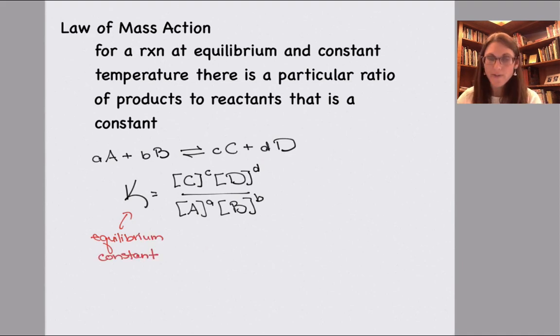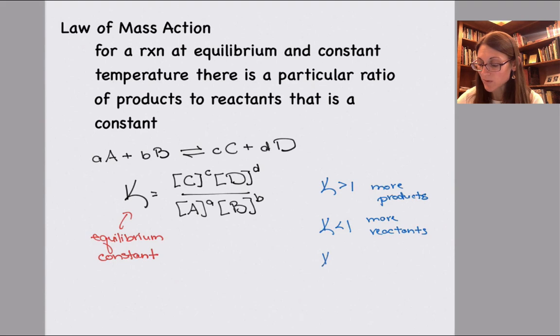If the value for K, that equilibrium constant, is greater than 1, we're going to have a larger numerator than denominator, and so we're going to have more products than we have reactants with this ratio going on at equilibrium. If, on the other hand, K is less than 1, we're going to have more of our reactants. And if K is equal to 1, we're going to have equal amounts.